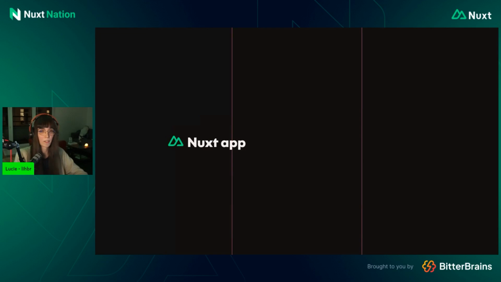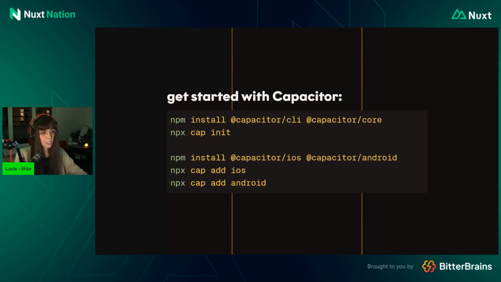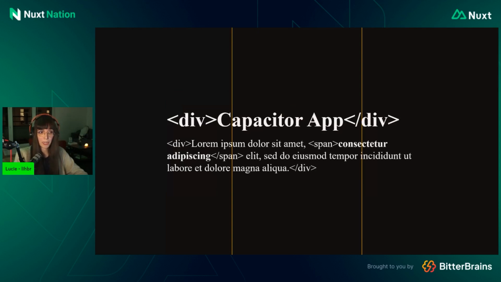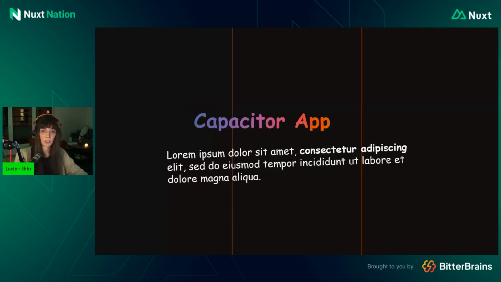So, okay, that's the plan. We're going to build a Nuxt app and use Capacitor to turn it into a mobile app. We can get started with just a few commands. Basically, here we're initializing Capacitor itself, and then we are adding iOS and Android as export targets like this. From here, we can just craft our app with divs and spans as we'd have to. We can put a nice coat of CSS on it.